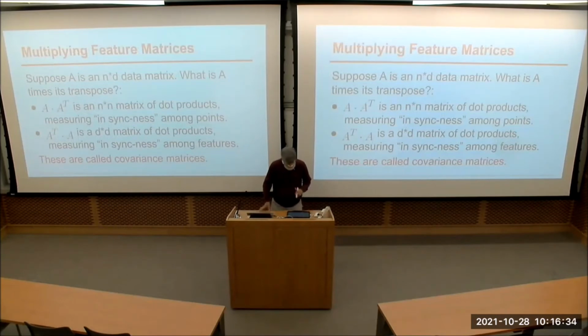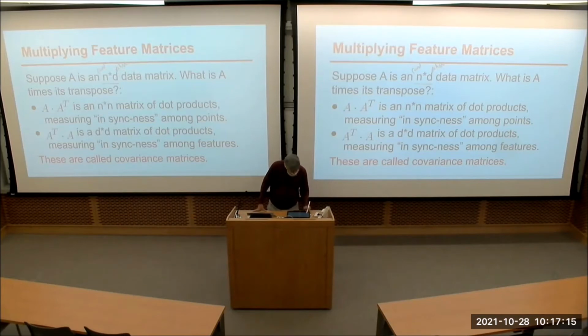Okay. But let's think what good this is. I think everybody remembers how to multiply matrices. But what is the meaning of multiplying matrices? This is where I think things get to be kind of interesting. Suppose I have an n by d matrix. So there are n rows and d columns in my data matrix. What do I get when I multiply a matrix times its transpose?